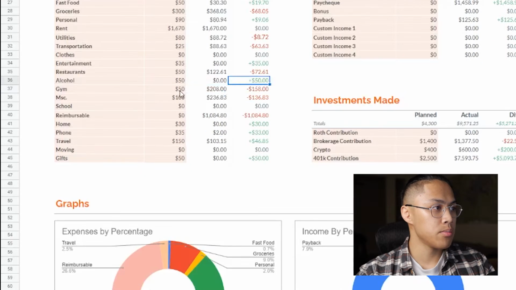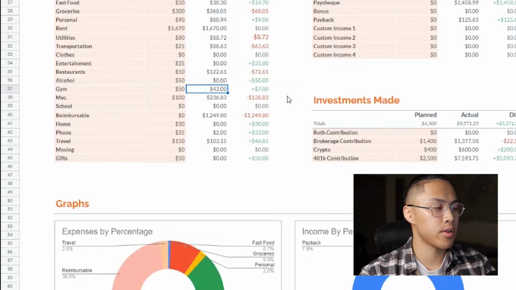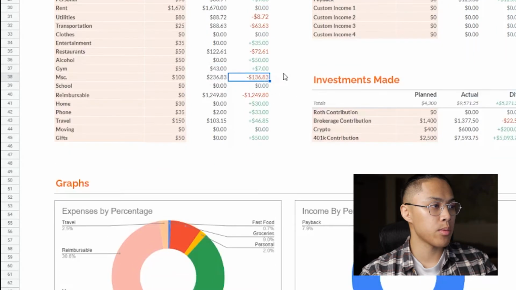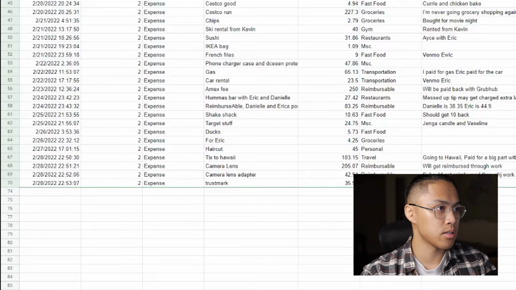Okay, so next we have gym. I spent $43 in the gym: $40 I rented some skis, and then another $3 was a pickup volleyball game. Next up, we have miscellaneous. Normally, I allot myself $100 just for random stuff that I buy, which I think is pretty good. This month I went over it. I spent 136 over. So let's see what that actually is.